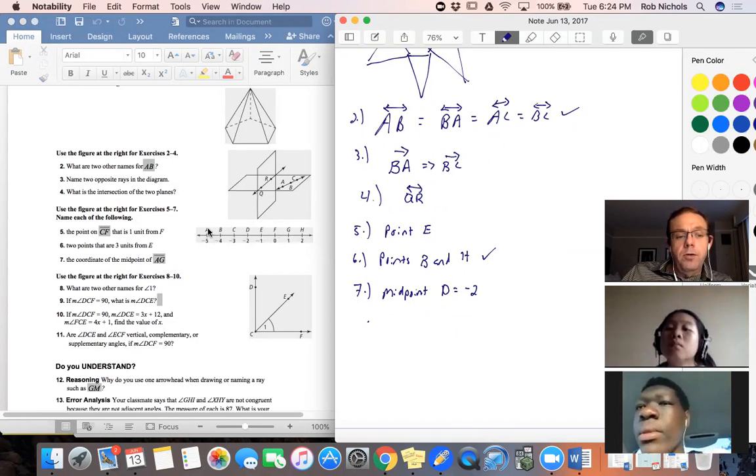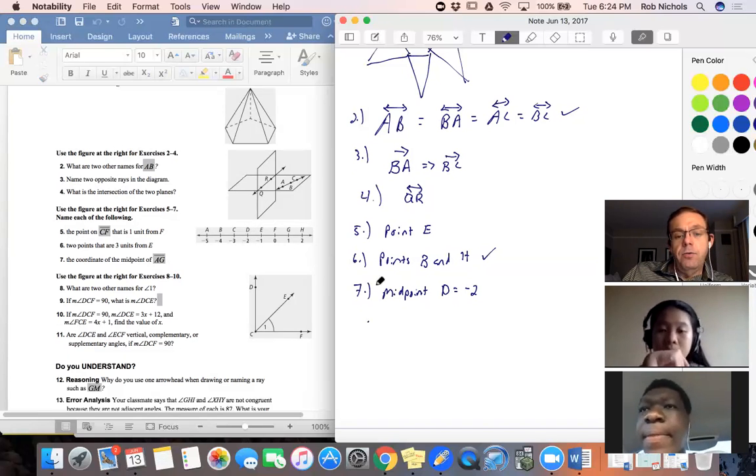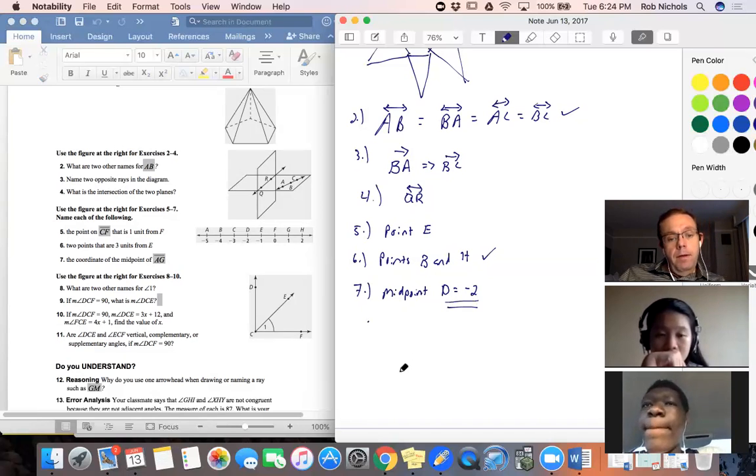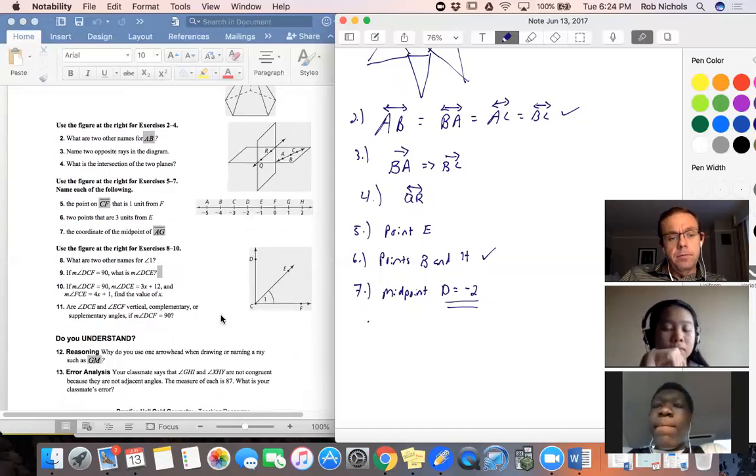3. So what we would do is count 3 units from A. 1, 2, 3. And where do we end up? At -2. And that's why that's the midpoint. Great. Okay, so let's go ahead and now let's do angles.